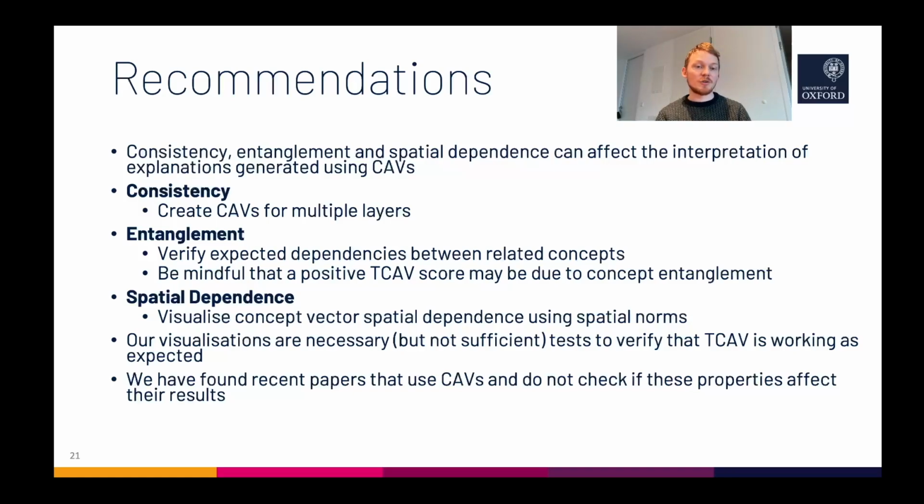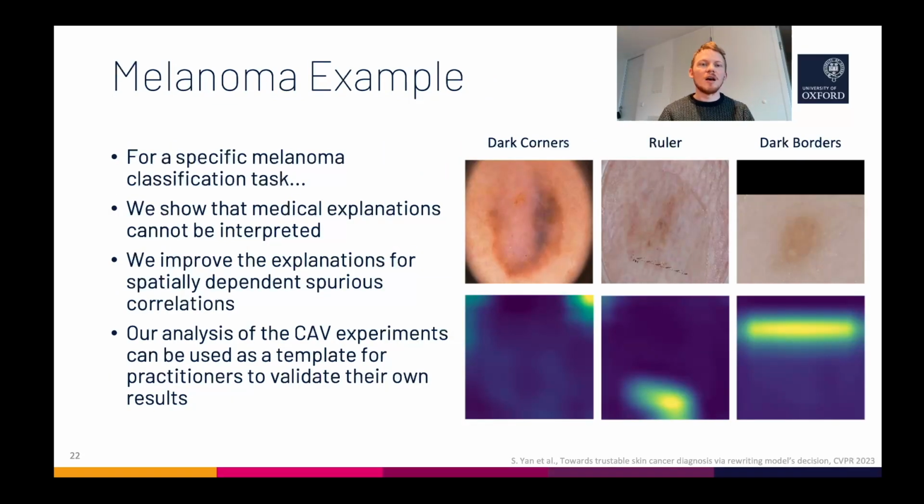In the paper, we actually go through some recent papers that use CAVs but don't check if these properties affect their results. And in much greater detail, we go through a specific use case analyzing a melanoma classification task. So in the paper, we show that medical explanations cannot, in this specific case, be interpreted. And we improve the explanations for some of the spurious correlations that they analyze. This analysis that we have in the paper can be used as a template for practitioners to validate their own results.